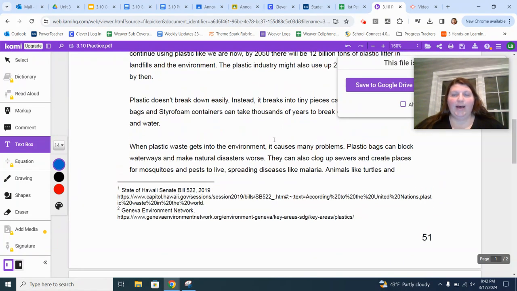Again, we're looking at the effects of this problem. So, plastic bags can block waterways and make natural disasters worse. They can also clog up sewers and create places for mosquitoes and pests to live, spreading diseases like malaria. So, nobody wants malaria. This is obviously a serious issue. So, this is again using facts and logic to appeal to the audience's emotion.